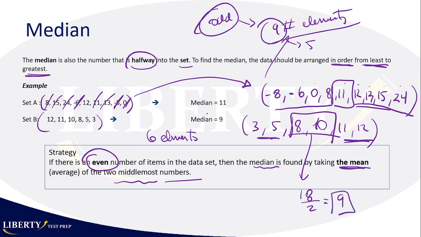And 9 is the median in that case, okay? So if you have an odd number of total elements, your median will be one of those numbers, the one that is in the middle. But if you have an even number of total elements in the set, then your median will be the average of the 2 middlemost numbers, okay?